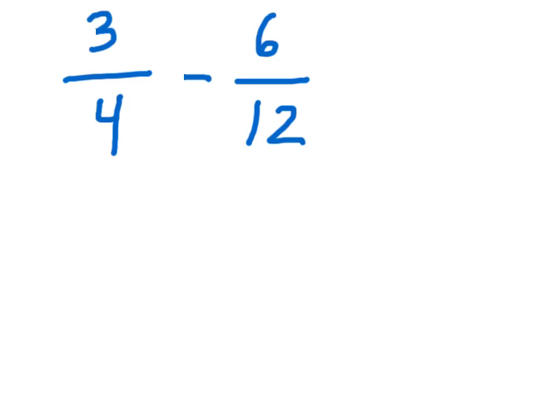So take a look at this subtraction question here. We have 3/4 minus 6/12. And there's a problem here. As we noticed earlier, when adding and subtracting fractions, you must always have common denominators. This is like apples and oranges right now. This would be the apple and this is the orange, and we can't really do much with them together unless they have the same common denominator.